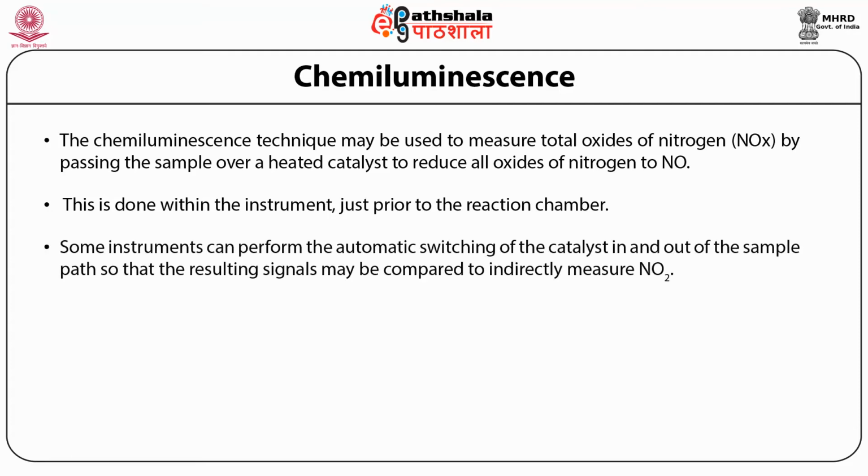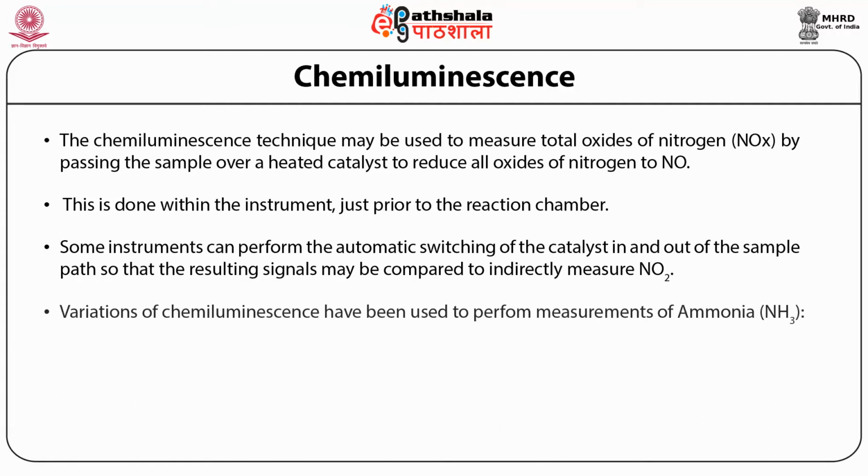Some instruments can perform automatic switching of the catalyst in and out of the sample path so that the resulting signals may be compared to indirectly measure nitrogen dioxide. Variations of chemiluminescence have been used to perform measurement of ammonia.